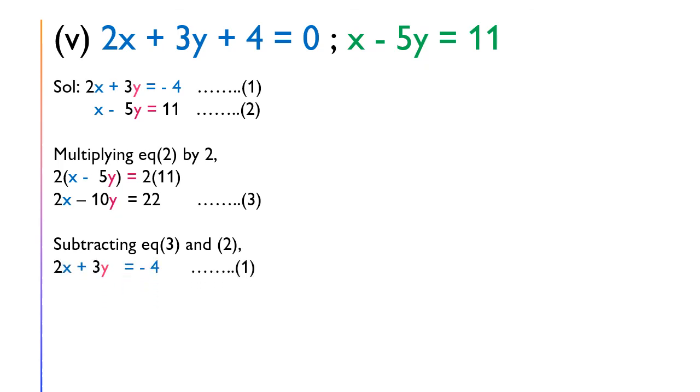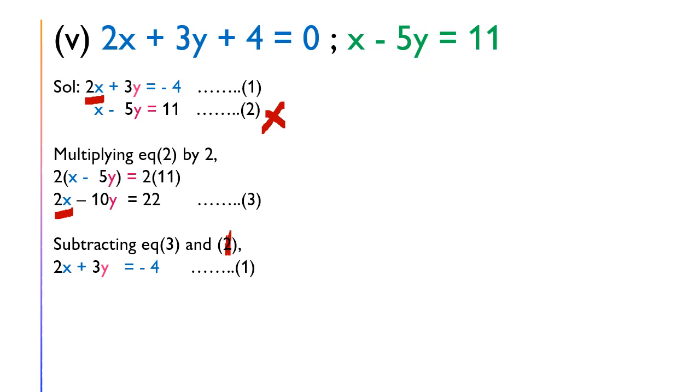I'm so sorry, from equation 1, because subtracting equation 3 and 1. See here, this is 2x and this is also 2x, which we have changed. This equation 3 we have got by multiplying equation 2. So we are not going to use this equation. We are going to use equation 1 and 3.